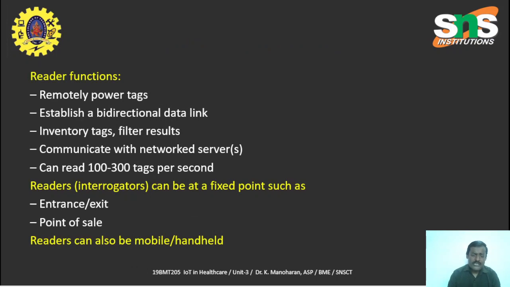Reader function. The reader's function is to communicate with the tag and get the information. It remotely powers tags and establishes a bidirectional data link between the reader and the tag. Then it inventories tags, filters the results, and communicates with the network servers. It can read around 100 to 300 tags per second.